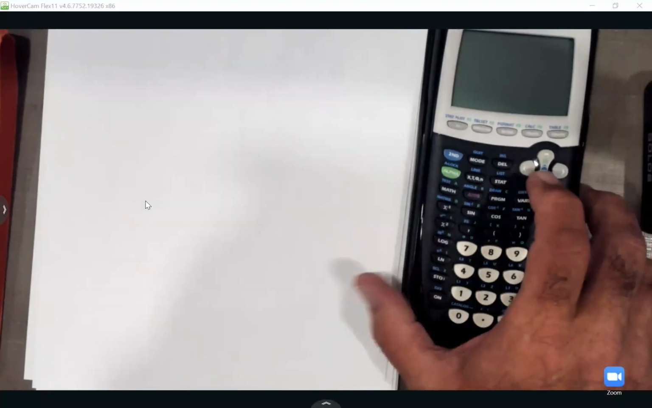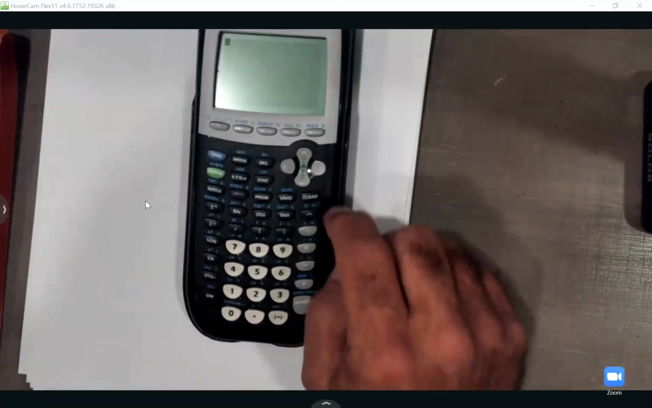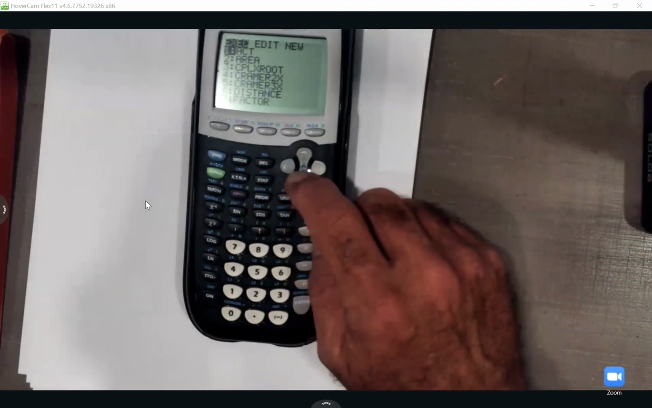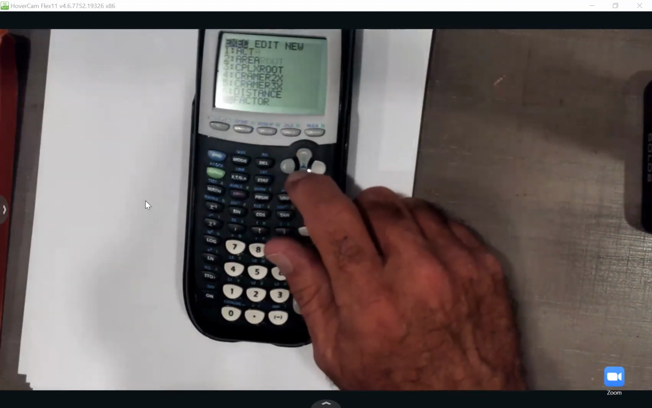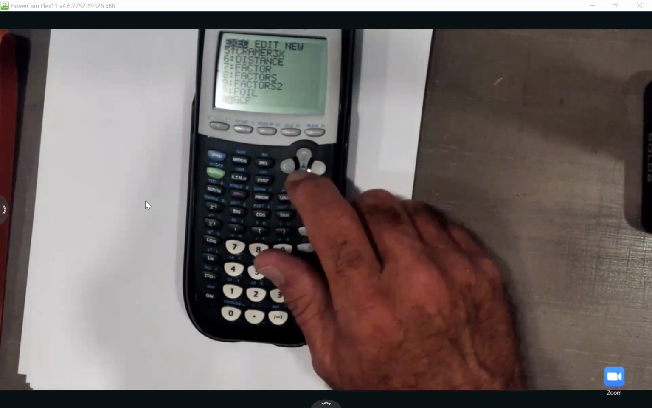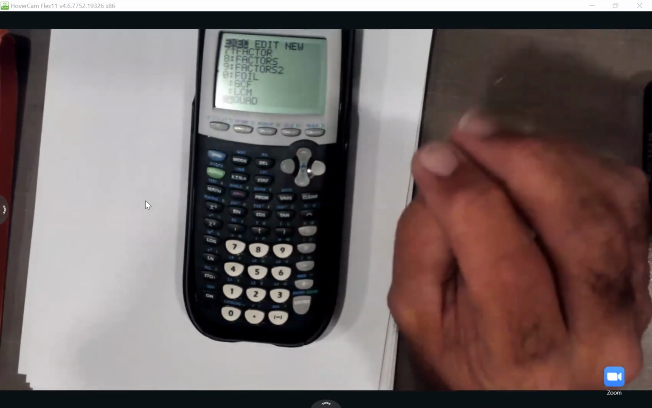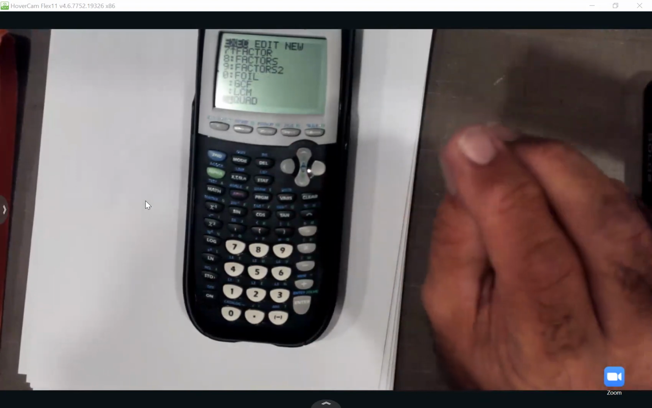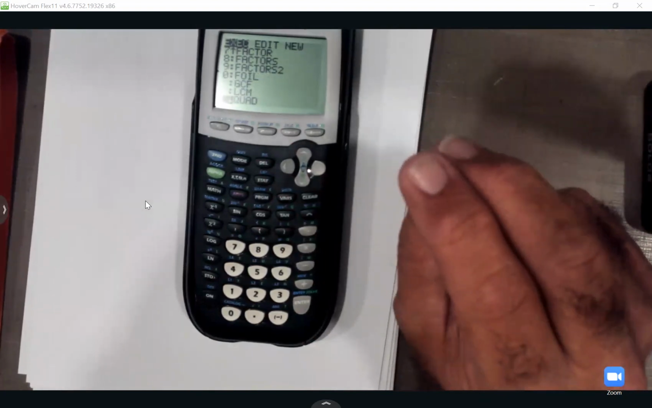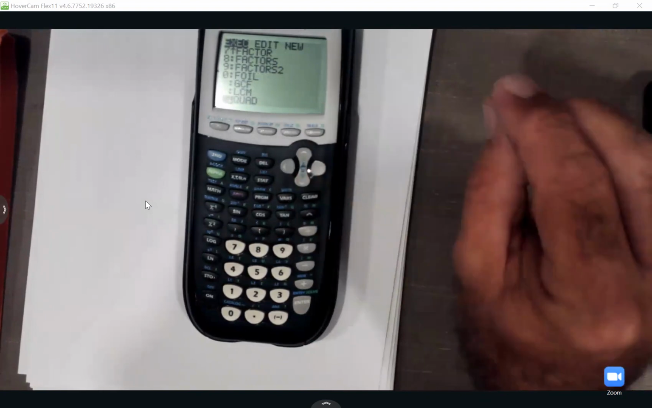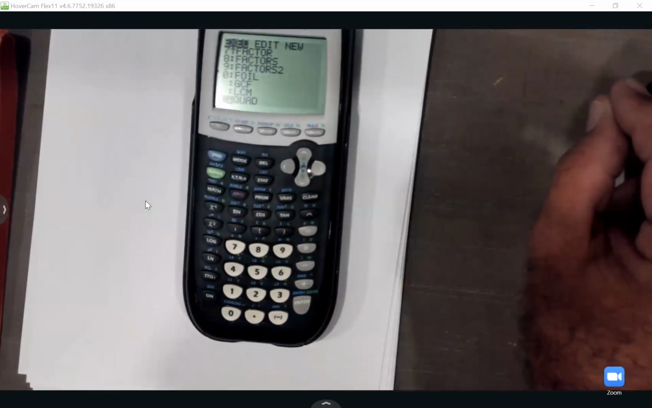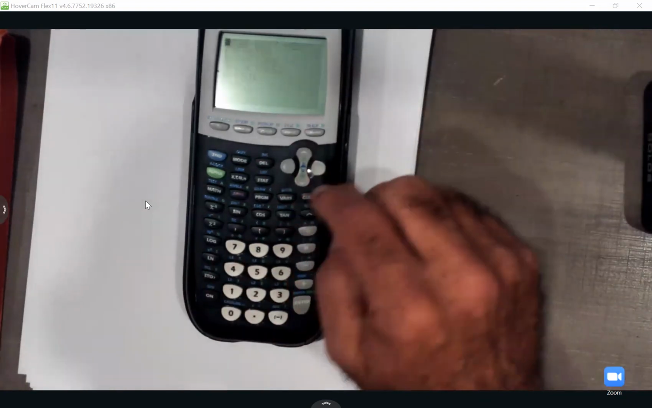Y'all remember stuff like the slope formula? Nope. MX plus B. Yeah, the slope of a line, y'all might remember. But remember, the formula for the slope is y2 minus y1 over x2 minus x1. Y'all remember that? Yeah, I do. Maybe.